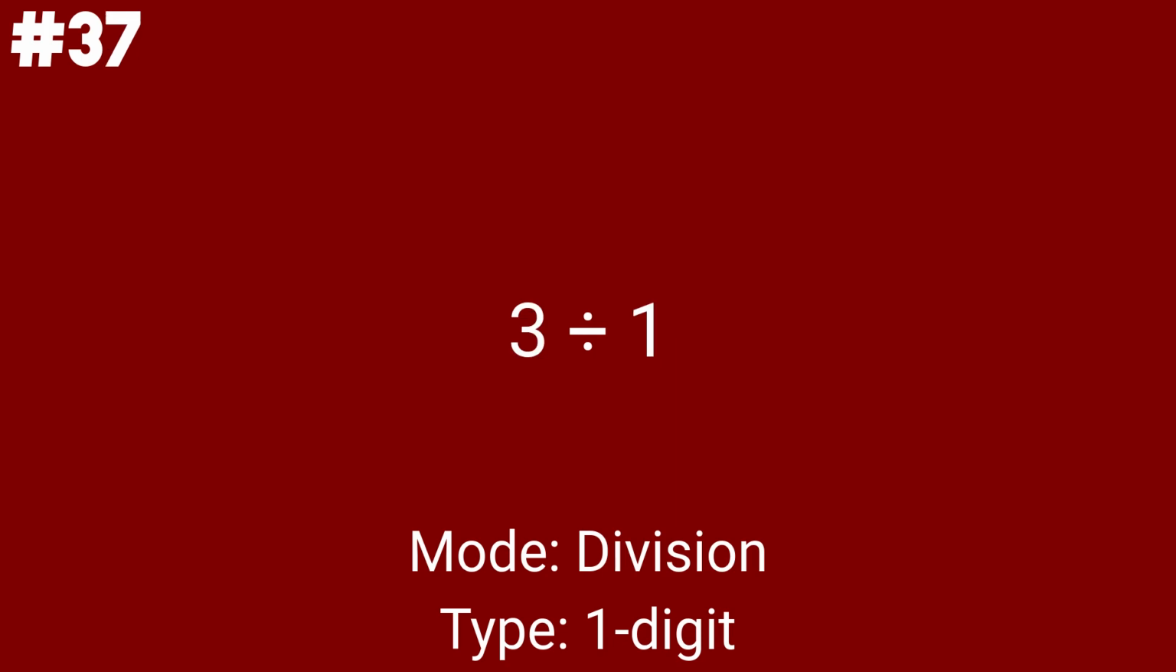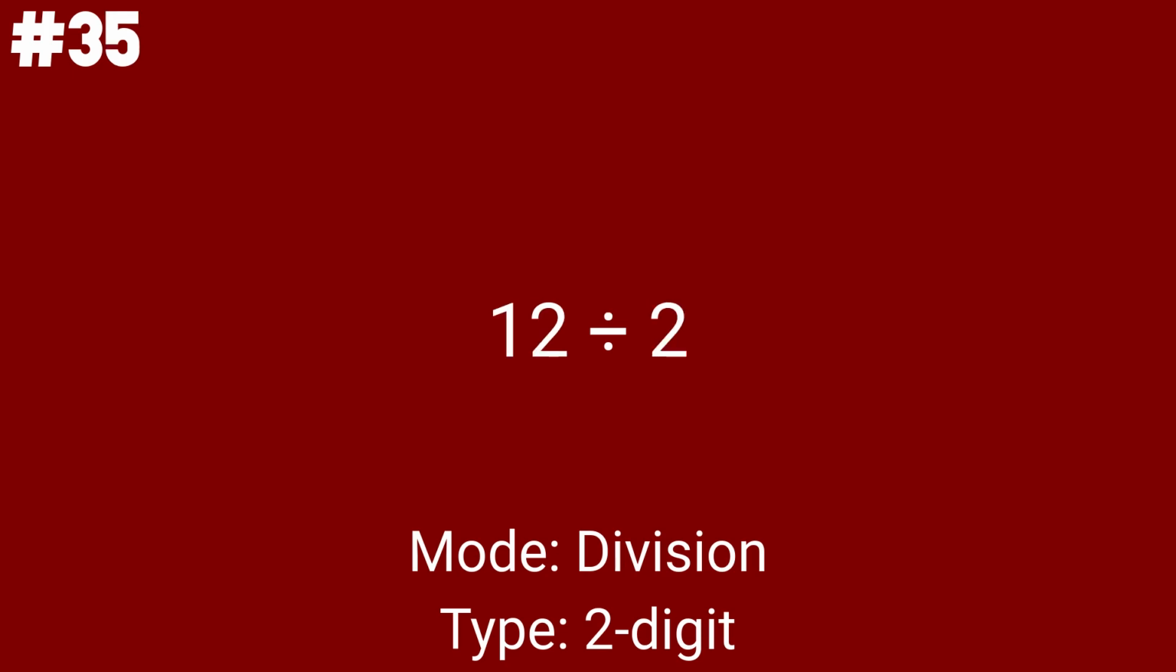3 divided by 1 is our last one-digit division problem. The rule for doing this one is the same as problem number 2. So, let's move on to 2 digits. 85 divided by 17 is our third division problem. You can still remember this one, but it's out of the 12 by 12 scope. Furthermore, this is the first 2-digit division problem.